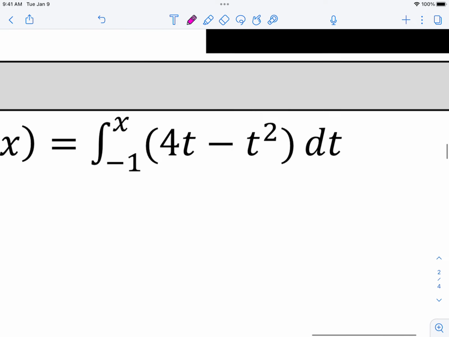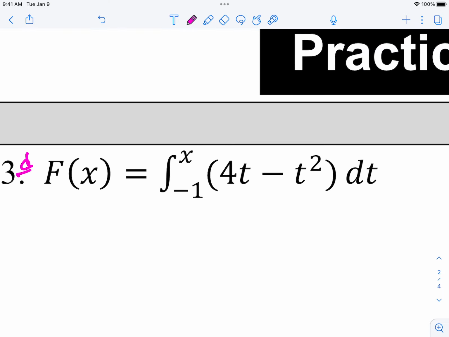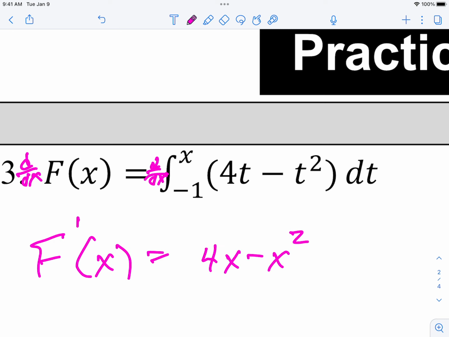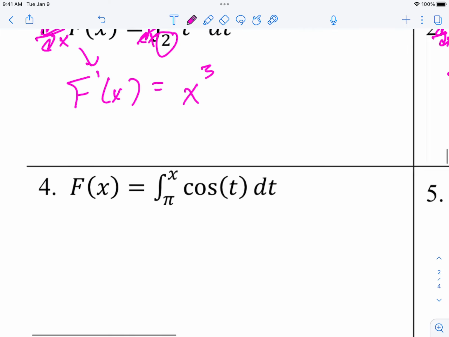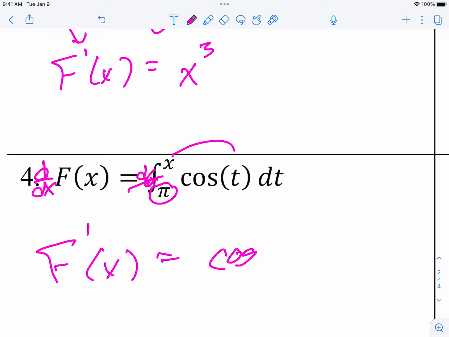Next one. The constant is -1 at the bottom, but that doesn't matter. I'm going to derive both sides. So d dx. Get f prime of x. Cancels here. And I'm left with 4x minus x squared times the derivative of whatever I just subbed in there, but it's just 1. That one's done. So I hope you're feeling a little bit of the rhythm that goes with this. Next one, there's a pi. That's a number. That's when I derive. But that constant hasn't mattered, has it? So it cancels. F prime of x is now just cosine of x.